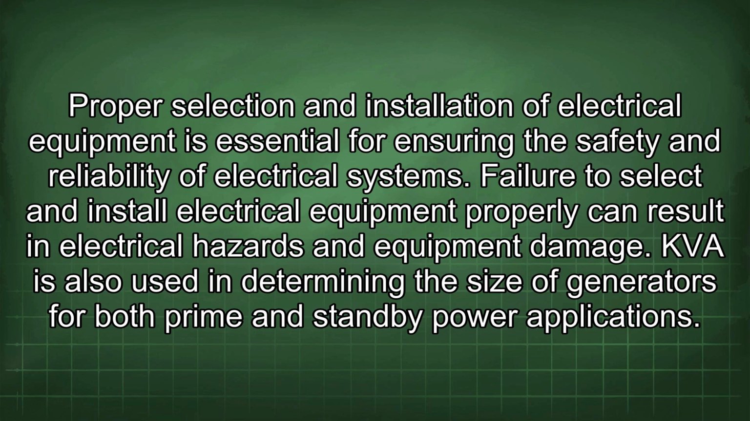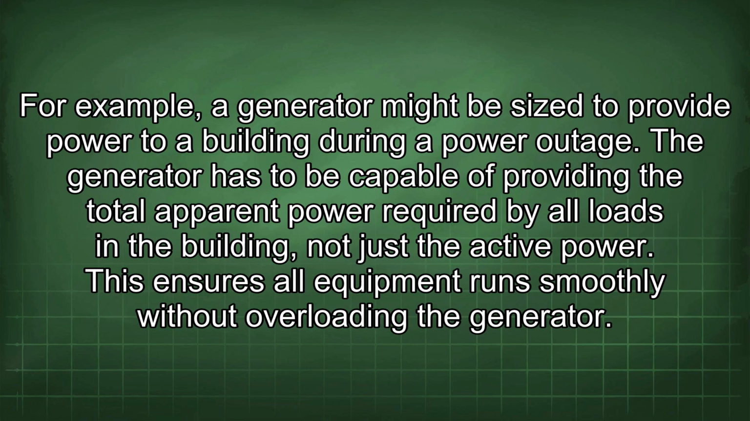KVA is also used in determining the size of generators for both prime and standby power applications. For example, a generator might be sized to provide power to a building during a power outage. The generator has to be capable of providing the total apparent power required by all loads in the building, not just the active power. This ensures all equipment runs smoothly without overloading the generator.